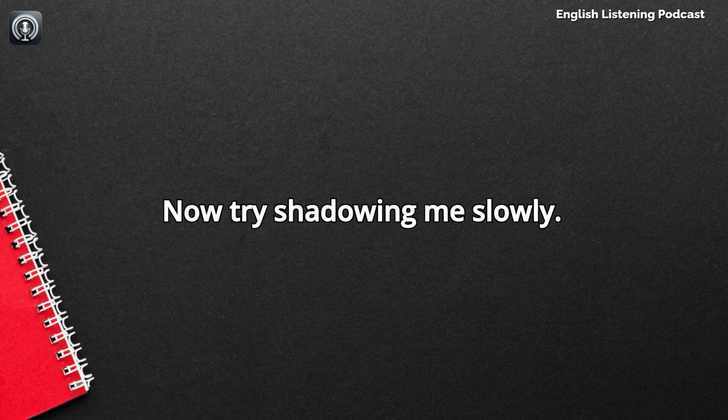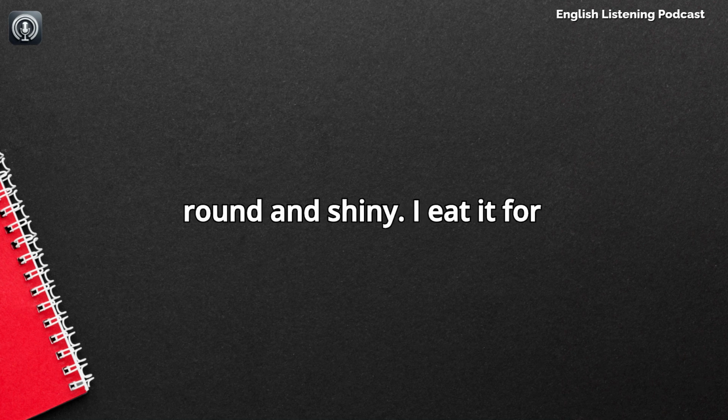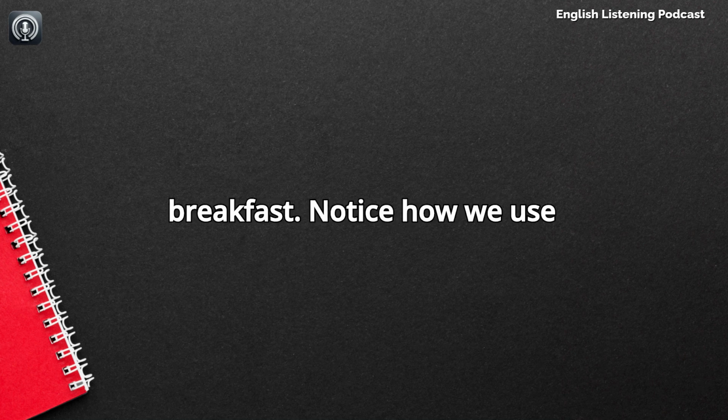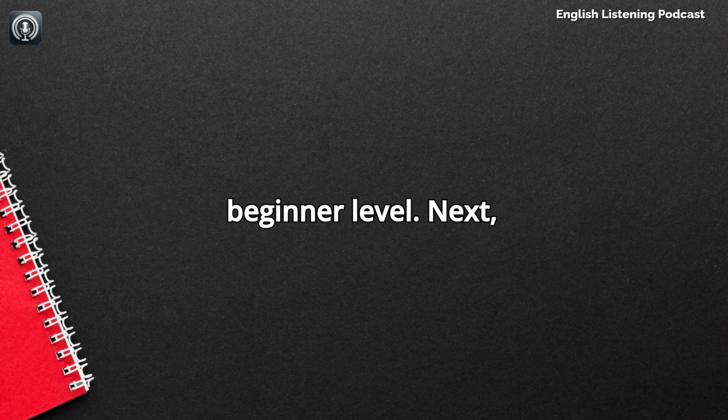Now try shadowing me slowly. Repeat each sentence out loud. This is a red apple. It is round and shiny. I eat it for breakfast. Notice how we use simple adjectives and basic verbs at the beginner level.